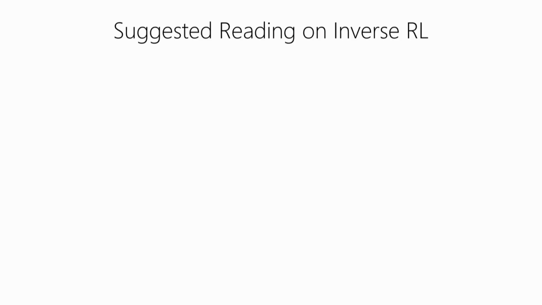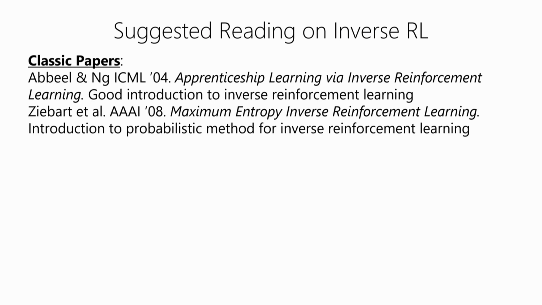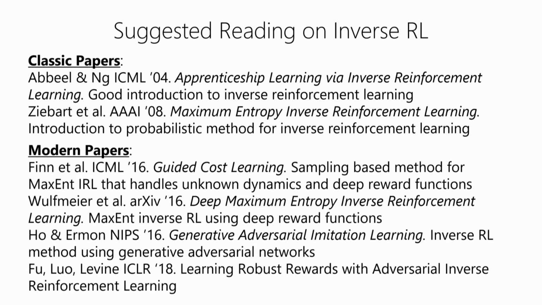If you want to read more about inverse RL, here are the classic papers. The first one describes the maximum margin method that I covered at the very beginning. The second one is the paper that proposed the maximum entropy inverse reinforcement learning framework with the taxi cab driving. And here are some more modern papers: guided cost learning, generative adversarial imitation learning, and the adversarial inverse RL paper. This is also a paper that did inverse RL with deep neural networks right around the same time. So if you're interested in this kind of work, check out these papers.